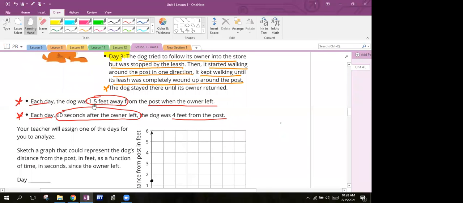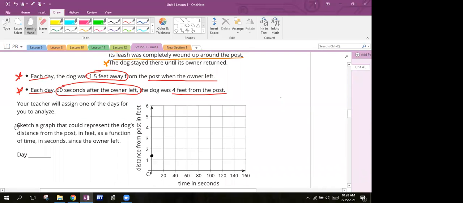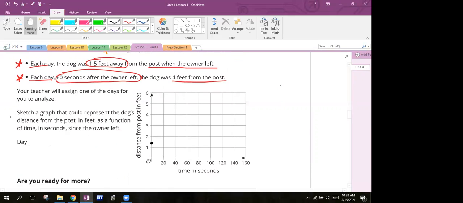So it says your teacher will assign one of the days for you to analyze. It wants you to sketch a graph that could represent the dog's distance from the post in feet as a function of time in seconds since the owner left. Okay, so before you get into sketching it, I want you to take a look at this little statement that they gave you over here.